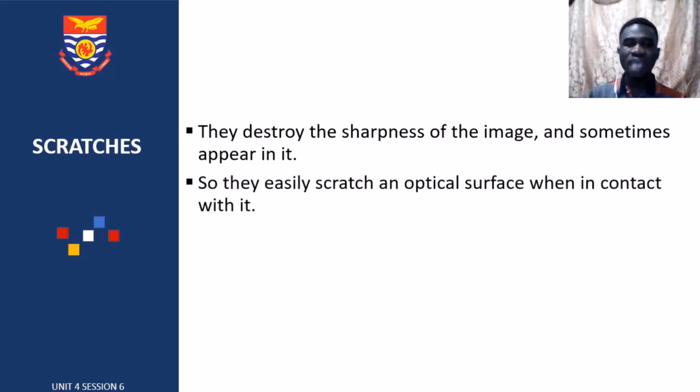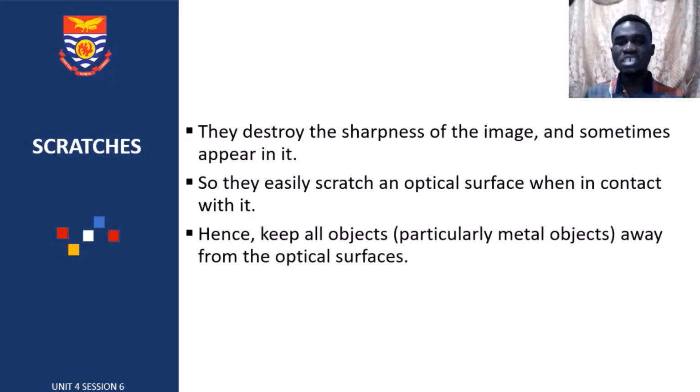There are times these scratches are also caused by hard materials. So as a teacher, you must ensure that the optical components do not come into contact with objects that can easily scratch the surfaces, such as metals. In their storage, you must keep all objects, particularly metal objects, away from optical surfaces. Your retort stand should not be kept in the same box with your optical instruments like the lenses and the prisms, because they are likely to scratch the surface of these materials.